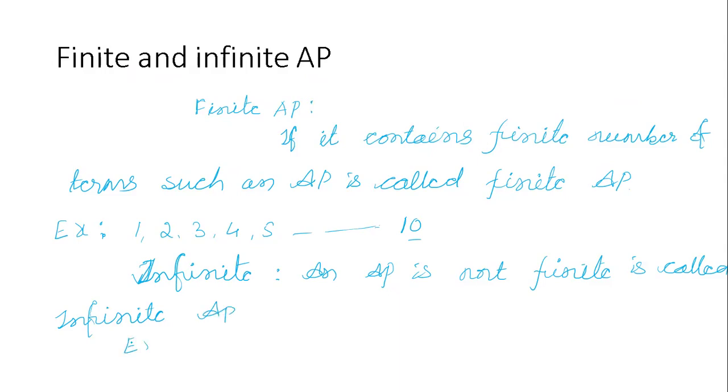For example, see our example: 1, 2, 3, 4, and so on. The last number, we don't know that. That's why it is an infinite AP.